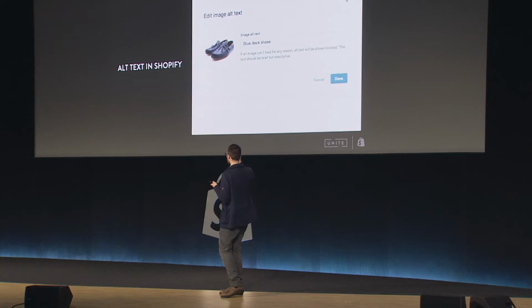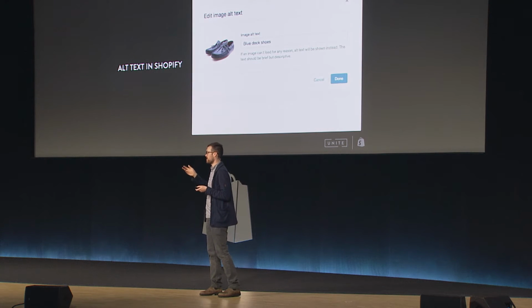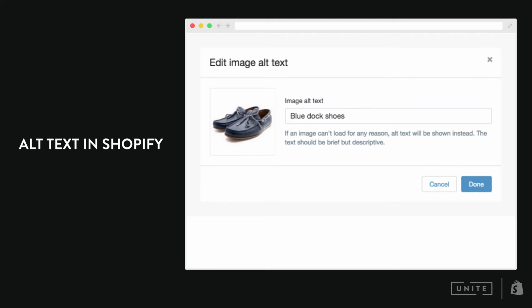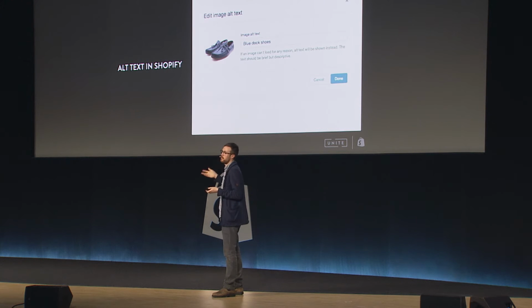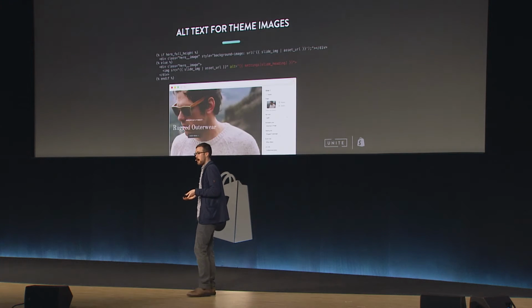So for instance, here we have blue dock shoes, but we could also visually describe this by saying the alt text is 2 shoes, laces tied with brown soles. But if a user comes across that using their screen reader, they're not necessarily going to understand what the purpose of that image is. So here we're just using the product title, which does a really good job of describing what that image is and its role on the page.